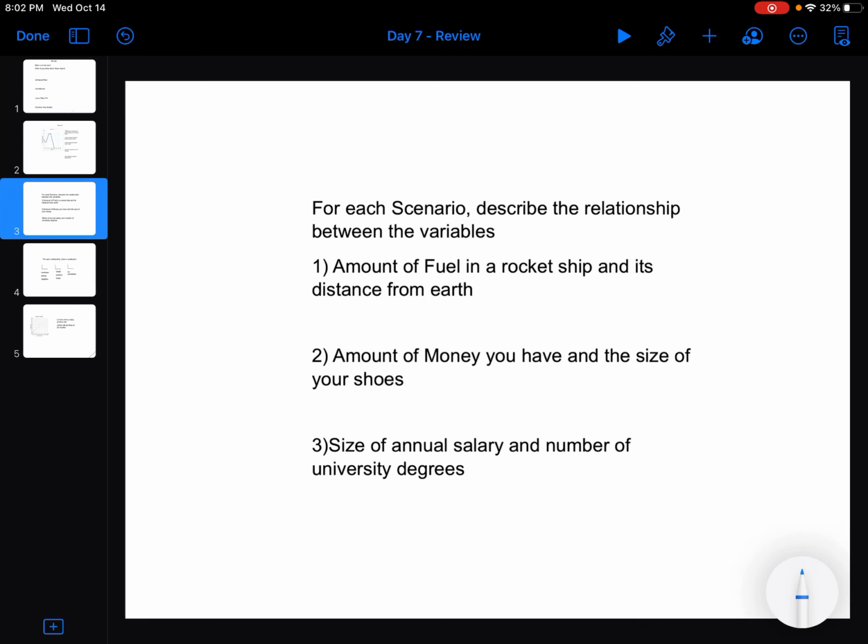For each scenario, describe the relationship of the variables. So what we're looking at here is dependent and independent. We've got the amount of fuel in a rocket ship and the distance from the Earth. Well, the distance depends on the amount of fuel. So the amount of fuel is independent and the distance is dependent.